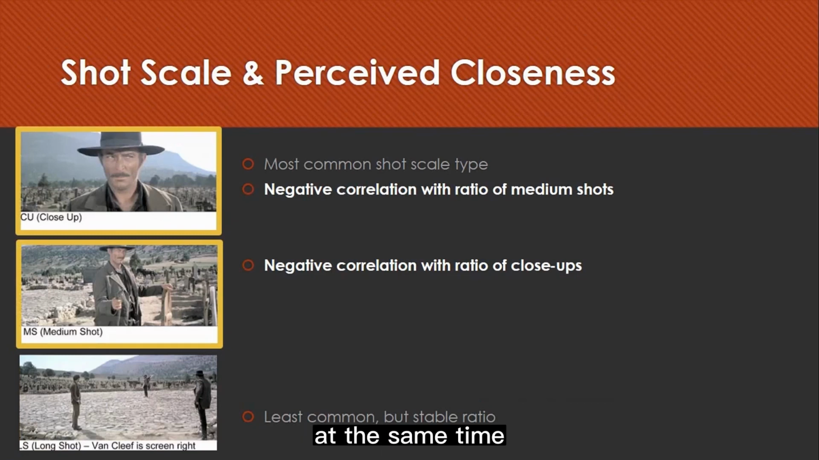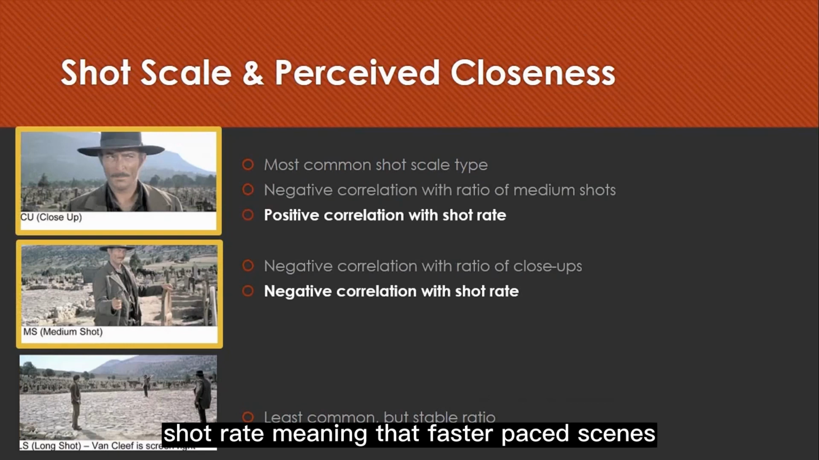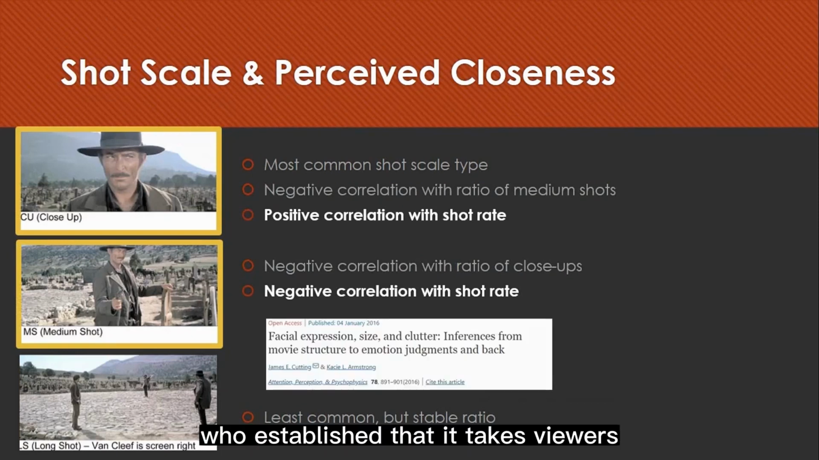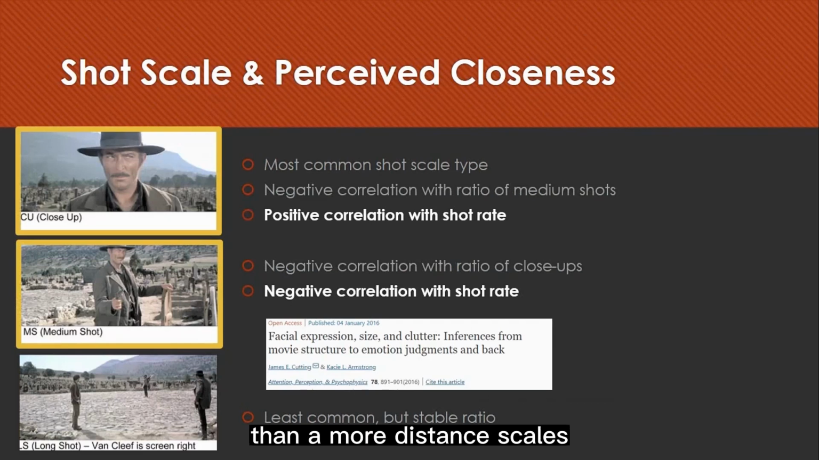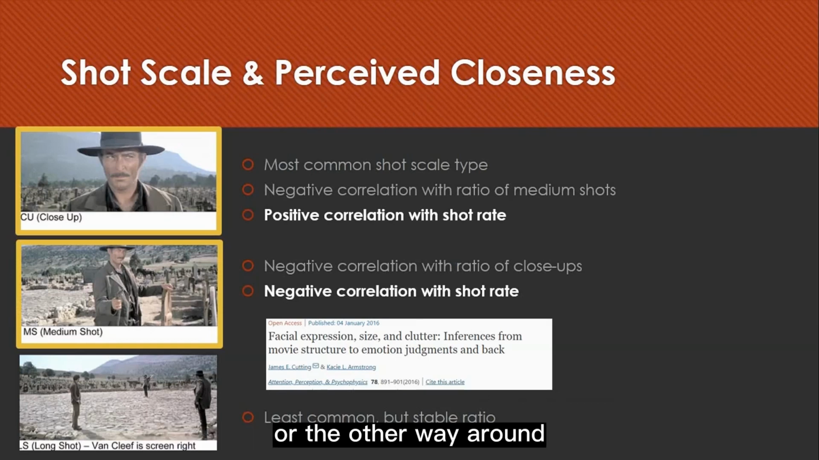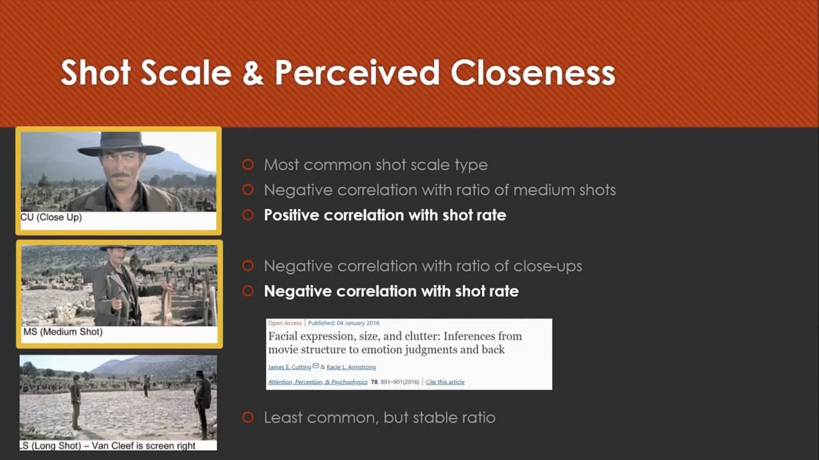At the same time, the ratio of close-ups had a positive correlation with shot rate, meaning that faster-paced scenes tended to include more close-ups. This may be explained by findings by Konijn and Armstrong, who established that it takes viewers less time to read faces depicted in close-up than in more distant scales. This allows for tighter editing without risking confusion when using close-ups.